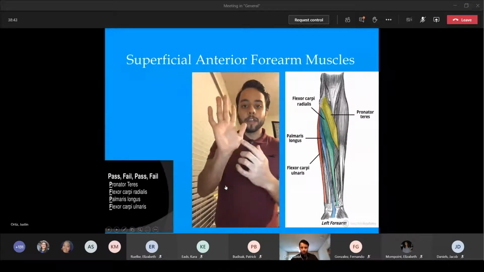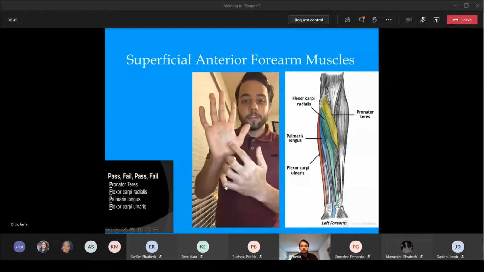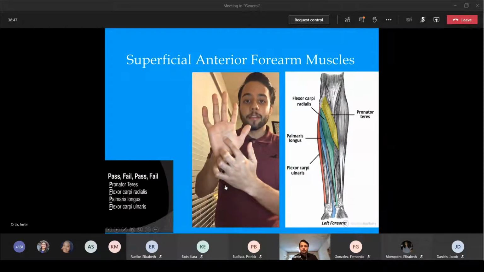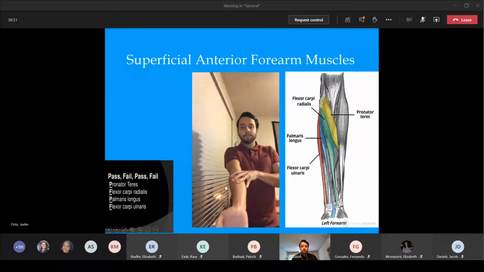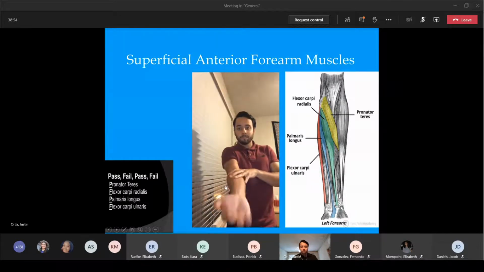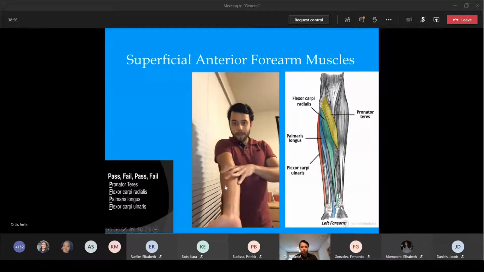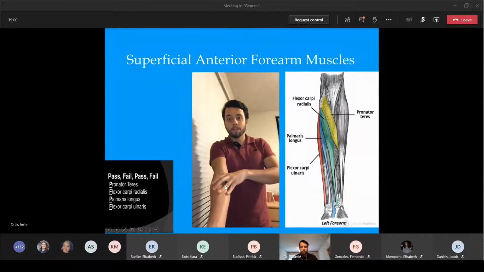So your flexor carpi radialis is going to insert on the base of the 2nd and 3rd metacarpal, right? So your flexor carpi radialis is going to allow for flexion of your wrist, just like so. The next one is going to be pass, right? So pass, fail, pass, which is going to be your palmaris longus.